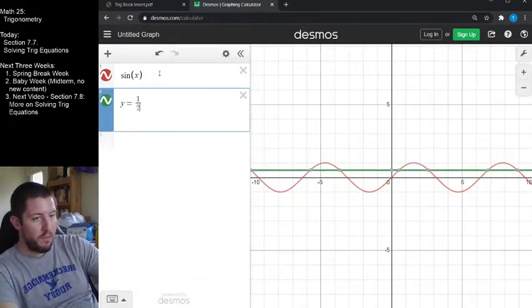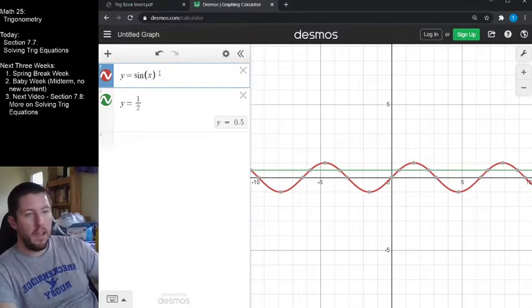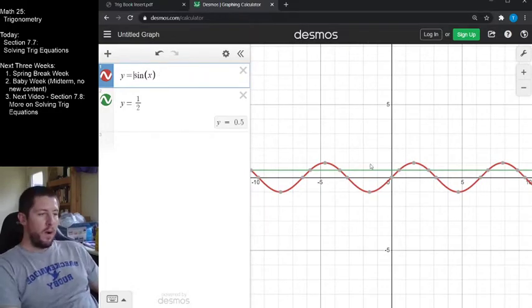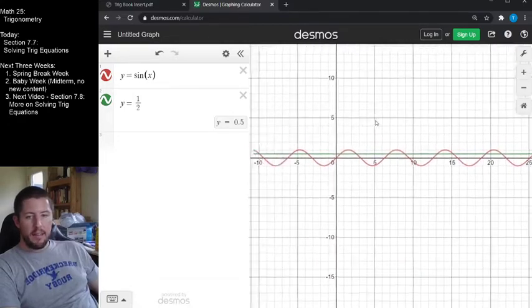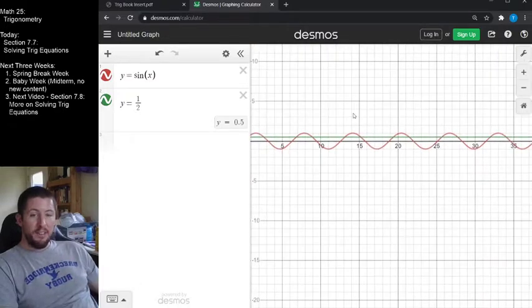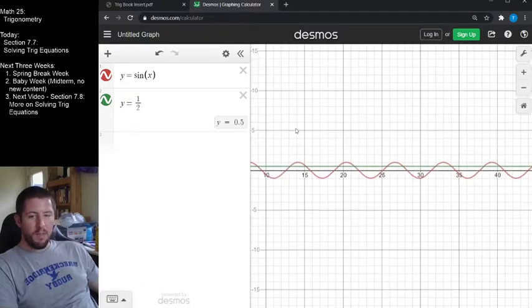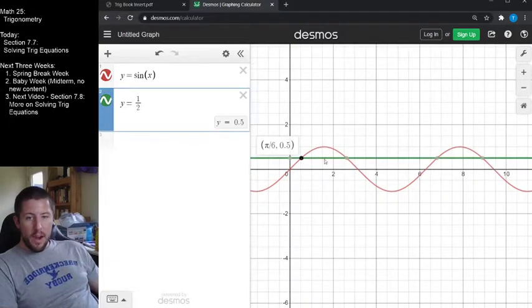I want to also graph y equals 1/2. This is like graphing y equals sine of x, y equals 1/2, and finding where are they the same as each other, where do they intersect. And what you can see is, yeah, the green line and the red line, or the straight line and the curvy line, are going to hit each other an infinite number of times, right? This graph just goes on forever. We can see there's an infinite number of intersections. What I can see is where they hit each other.